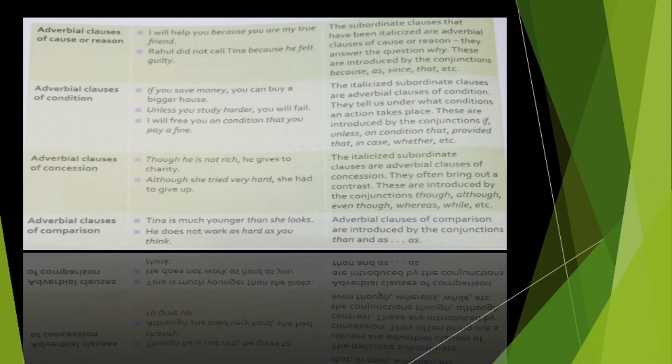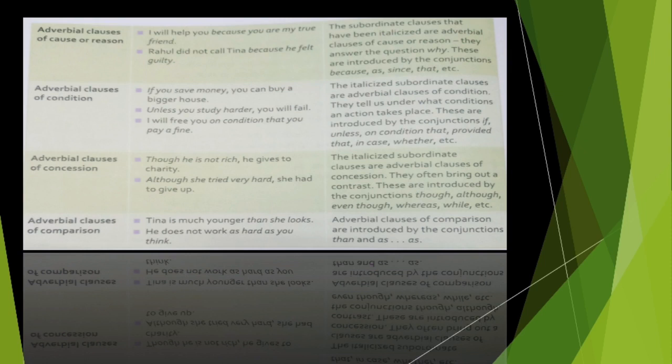Next one is adverbial clauses of condition. Now obviously condition you all know, when we have something like if this would happen then only it will happen. So condition is there, एक condition होती है साथ में. Let's take one example. If you save money you can buy a bigger house. So what's the condition? That if you save money, अगर आप money save करोगे then only you can buy a new house. Okay, so they tell us the condition, what condition an action takes place, कि क्या condition लगेगी तभी वो action complete होगा. Okay, that's the thing that adverbial clauses of condition tell us.